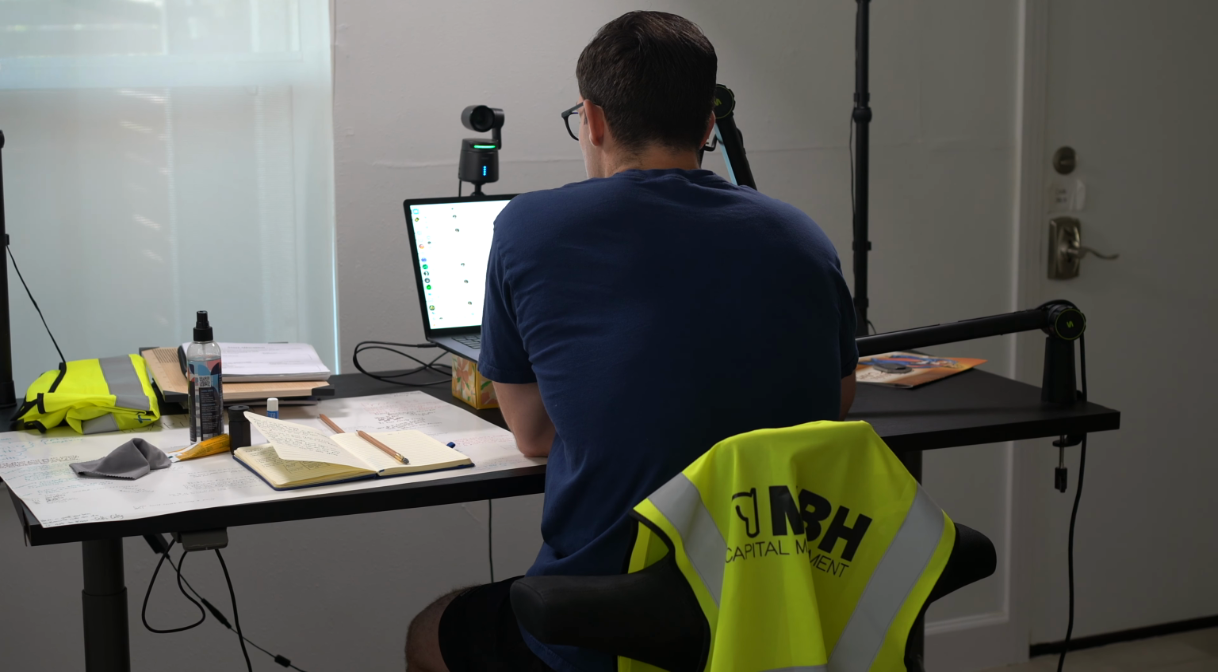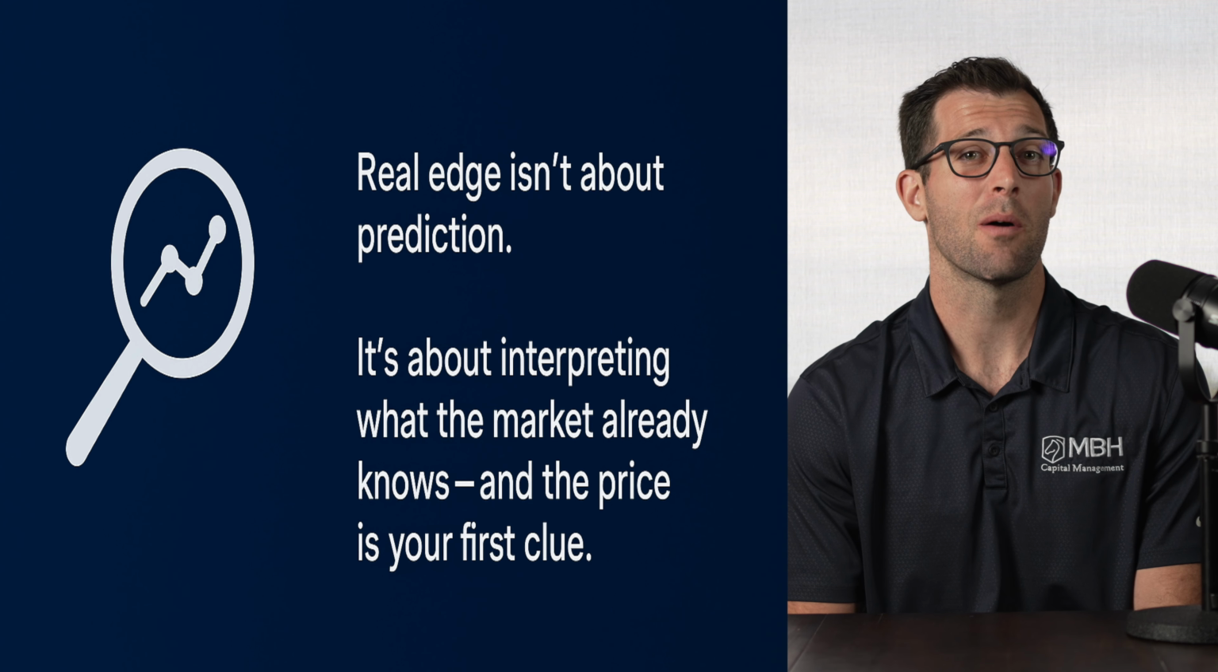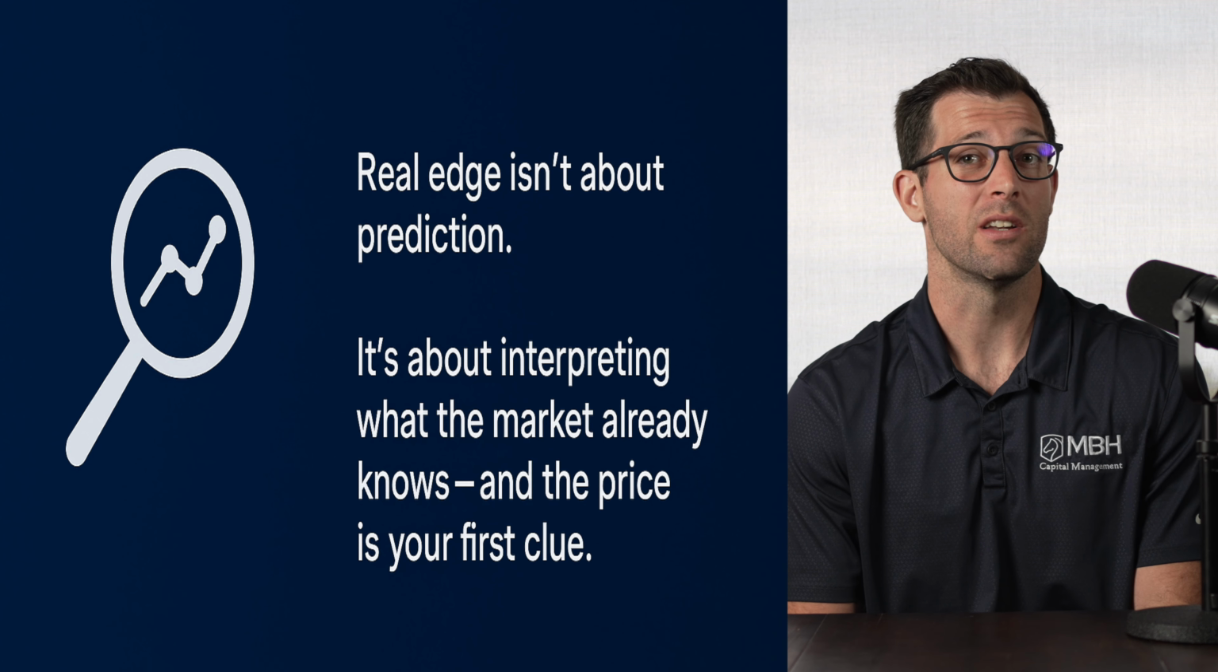For those of you that are new here, my name is Mark Anderson, and I'm a construction worker turned zero DT hedge fund manager. I've sold over $50 million in zero DT option contracts across more than 1,000 consecutive trading days. And if there's one thing I've learned from doing that, it's this. Real edge isn't about prediction. It's about interpreting what the market already knows, and the price is your first clue to that.